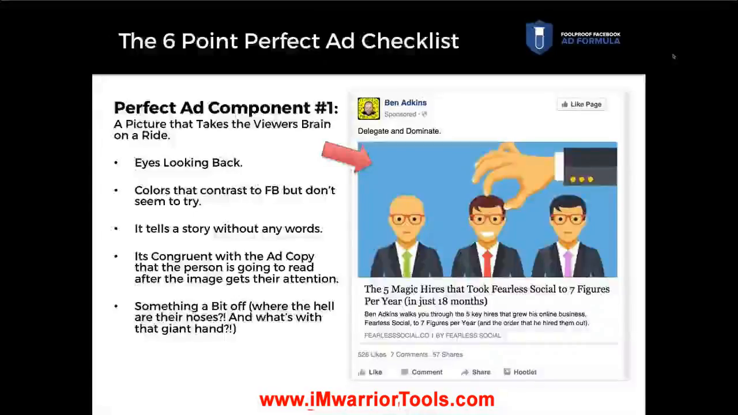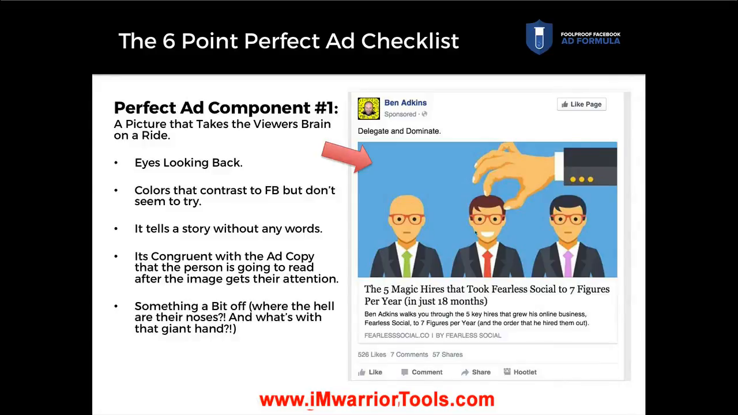All right, so we're going to keep each of these really short and sweet, because you don't have to go through a lot of stuff. It's just you have to understand the basic concepts. So perfect ad component number one is a picture that takes the viewer's brain on a ride. As we go through these, I'm going to do them in the order that people notice them when they see an ad.